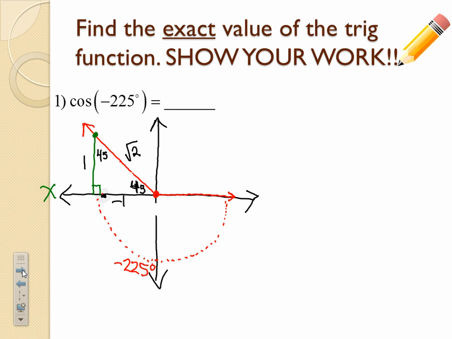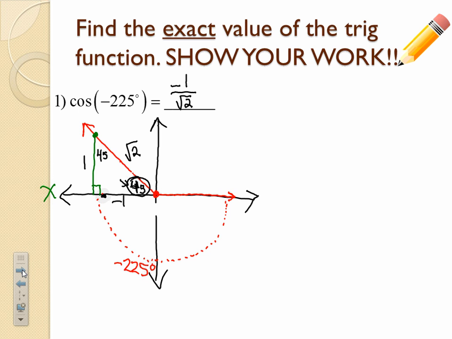So that negative I put on there just because of the location. Now once we have our triangle set up, and remember, this is the reference angle we're talking about, so this is the one we're standing at, we now want to set up the cosine. Cosine is adjacent over hypotenuse. So if we are here, what's the adjacent side? Well, that's -1. And what's the hypotenuse? Well, that's the square root of 2.